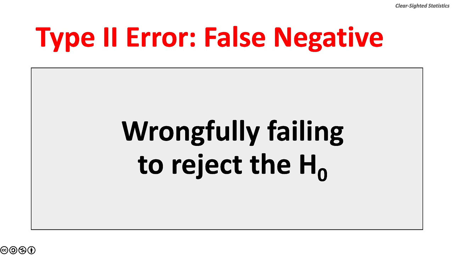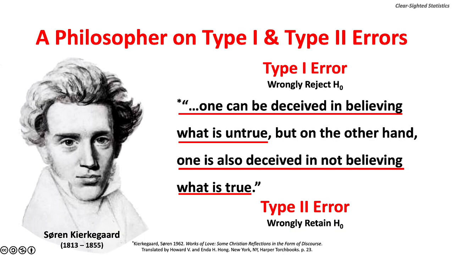With a hypothesis test, a type 2 error is wrongfully failing to reject the null hypothesis. The 19th century Danish philosopher Søren Kierkegaard was not a statistician. Yet he stated the essence of type 1 and type 2 errors when he wrote, "One can be deceived in believing what is untrue, but on the other hand, one is also deceived in not believing what is true."